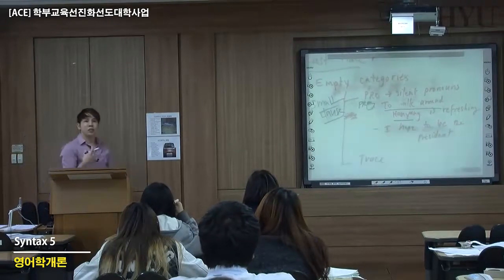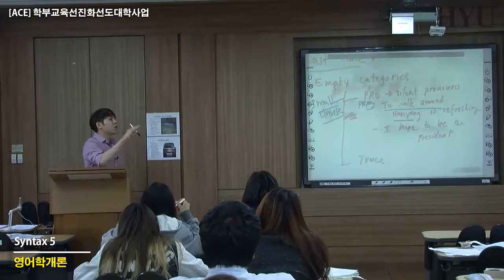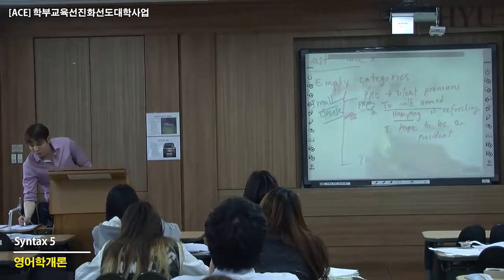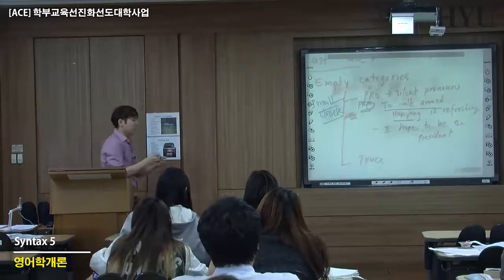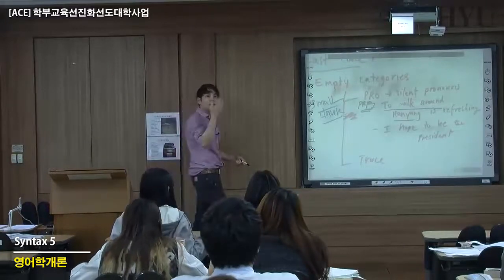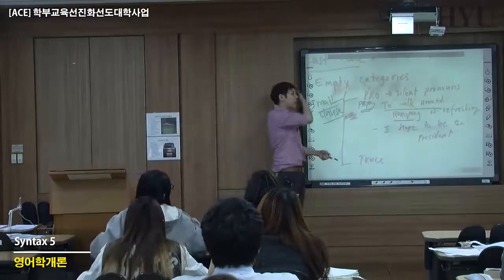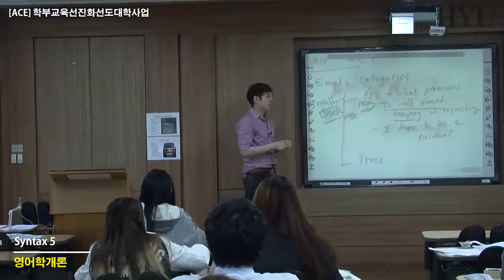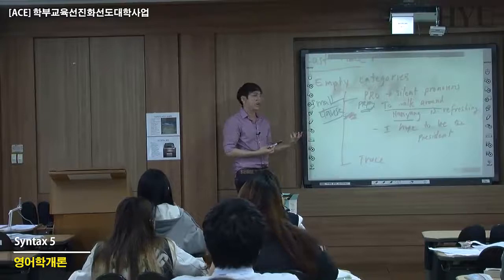We say that it's a pro because it could be for me to walk around Hanyang, like that. So pro is missing there. It could be for me, for him, for everyone, like that, right? So this is what we call a pro. We assume that it's there because of the possibility of it being there.